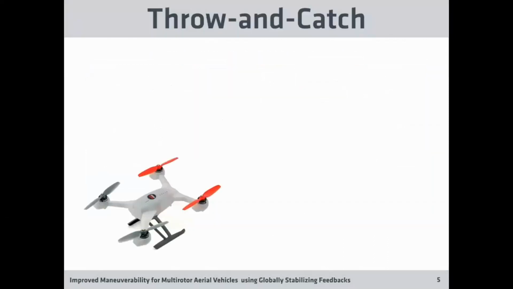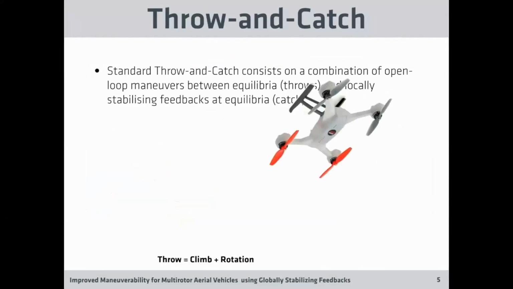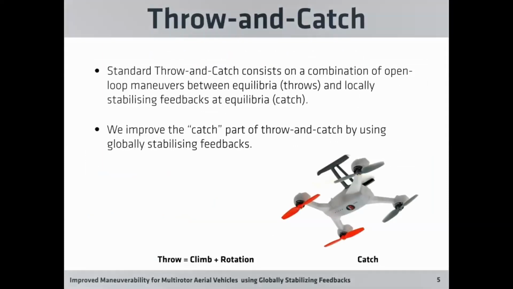Our controller is particularly well suited to throw and catch maneuvers, which typically consist of a combination of open loop maneuvers between equilibrium points, called throws, and locally stabilizing feedbacks. An example of a throw in the multi-rotor case consists of an open loop rotation between equilibrium points. If the vehicle has thrust reversal, then we are able to catch it upside down. The controller proposed in our work improves existing throw and catch for multi-rotors because one does not need to worry about landing within the basin of attraction of a local controller because catch controllers are global.